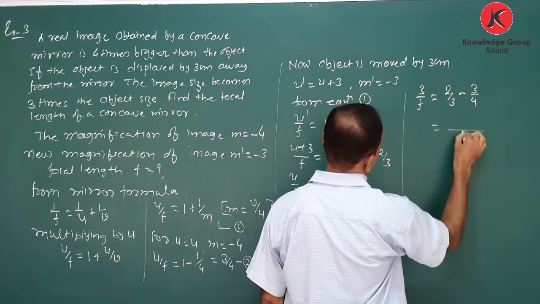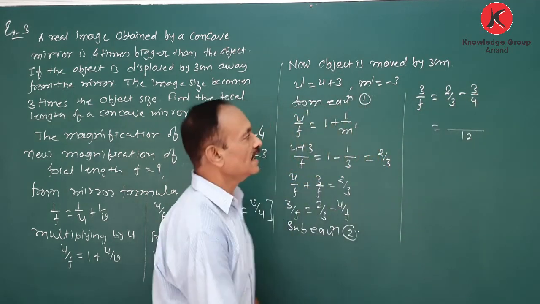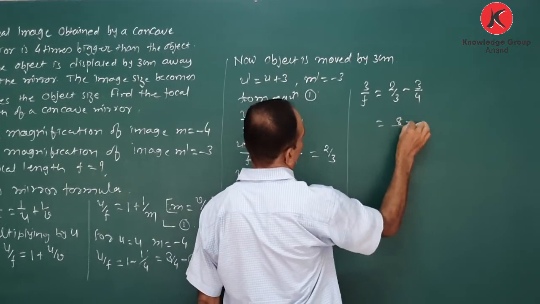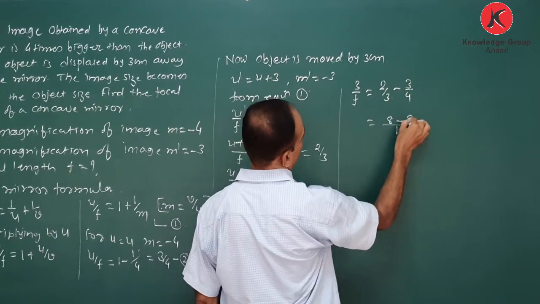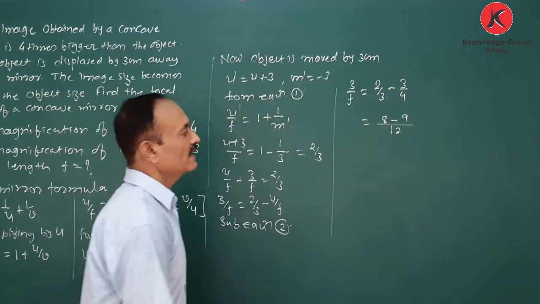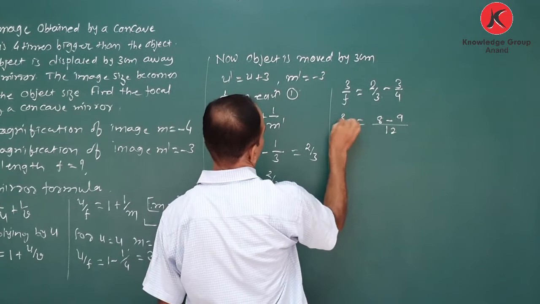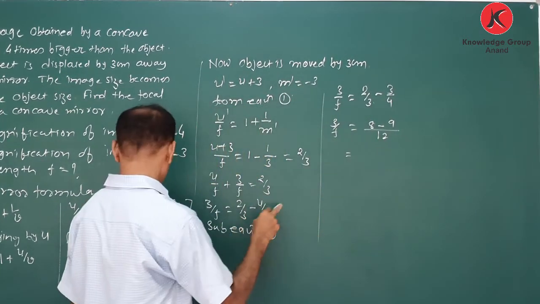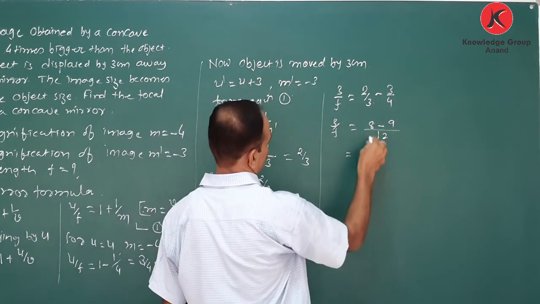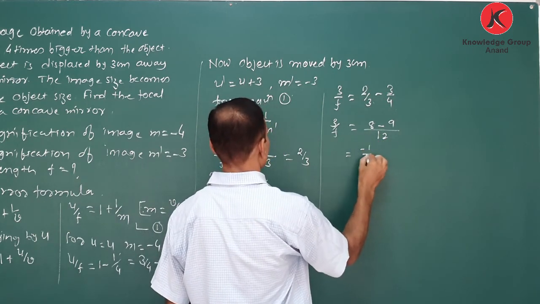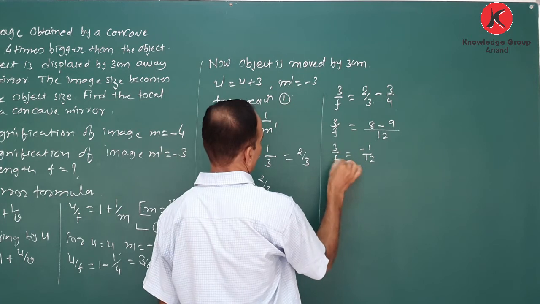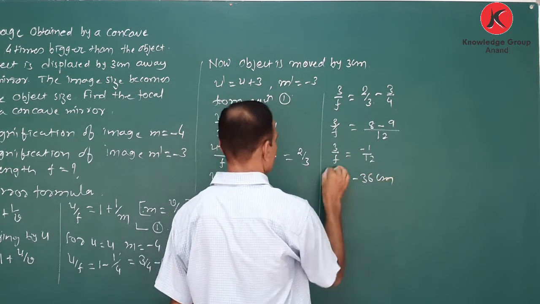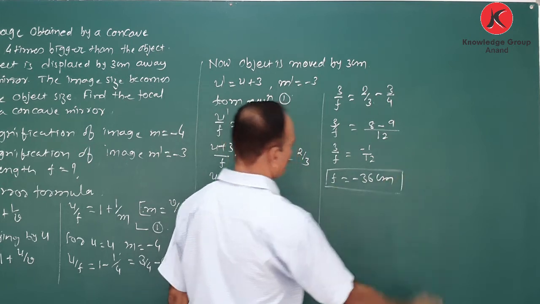So 12 is the LCM. So here 8 minus 9, so it's equal to minus 1 by 12, that is 3 upon f. Therefore f is equal to minus 36 centimeter. This is the focal length of a concave mirror.